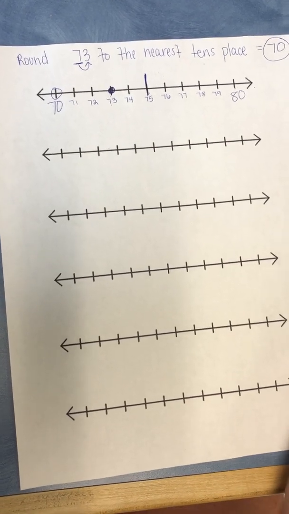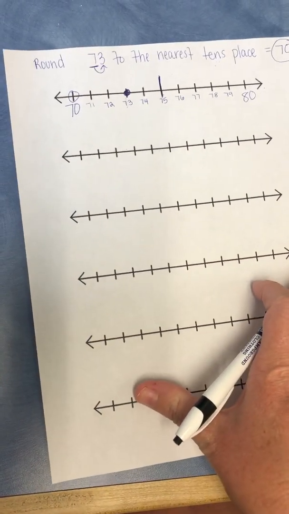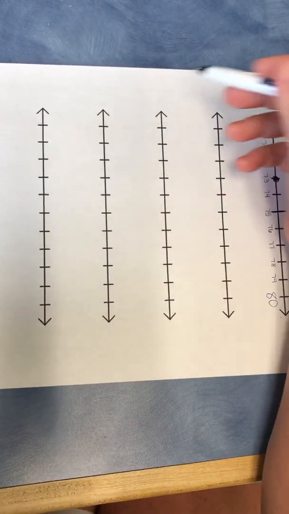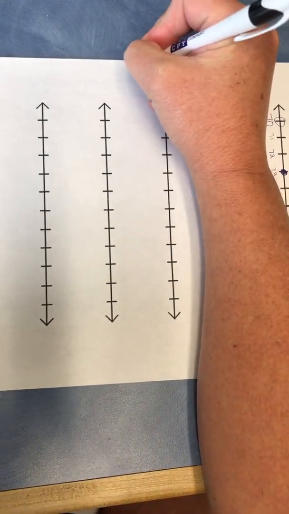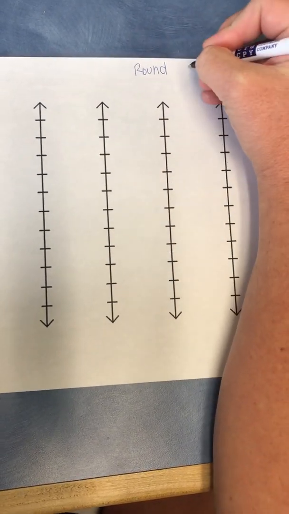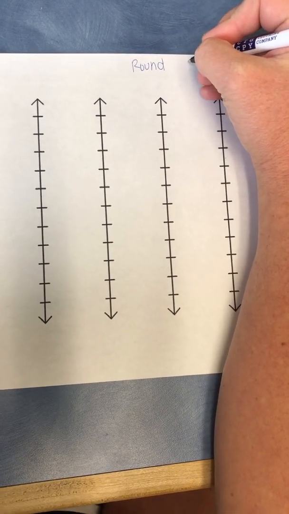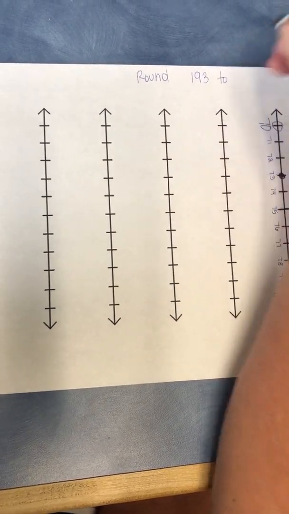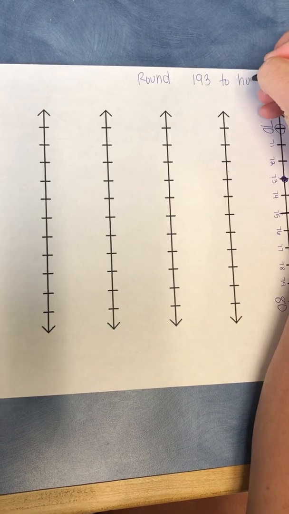So I'm going to do one more example. Let's turn it this way, because you're also going to see number lines that go up and down. So I will round, let's do 193 to the nearest hundreds place.